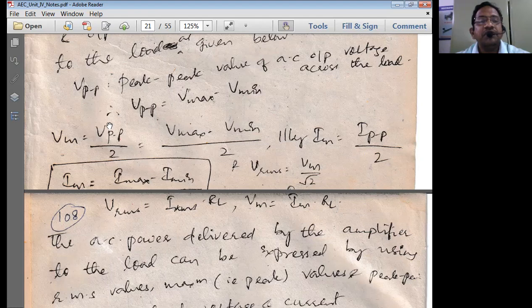So VM is nothing but V peak to peak by 2, and V peak to peak is nothing but Vmax minus Vmin. Similarly for IM, the maximum single peak current, IM is equal to I peak to peak by 2. Same story, Imax minus Imin by 2.